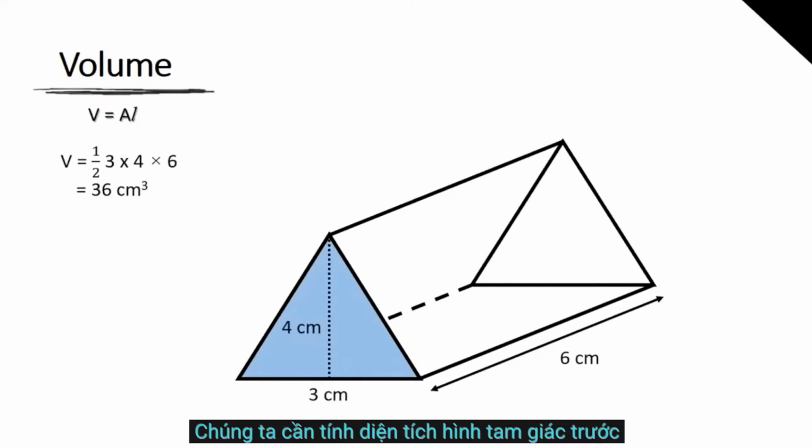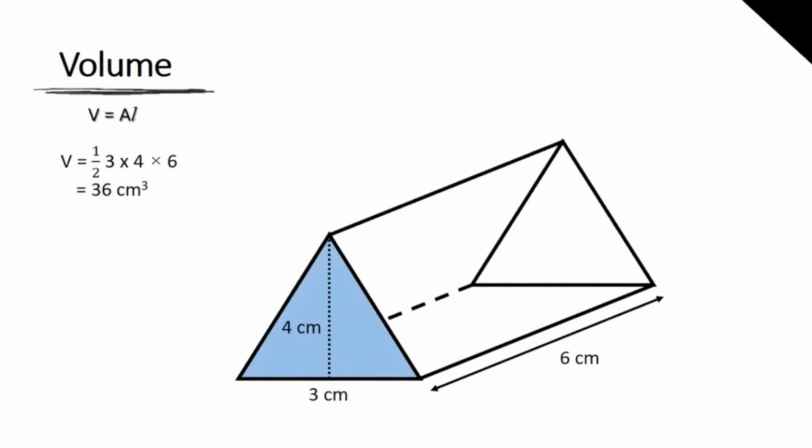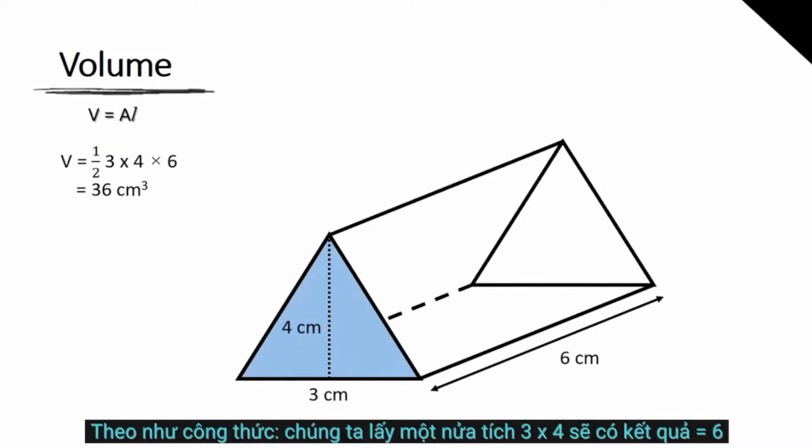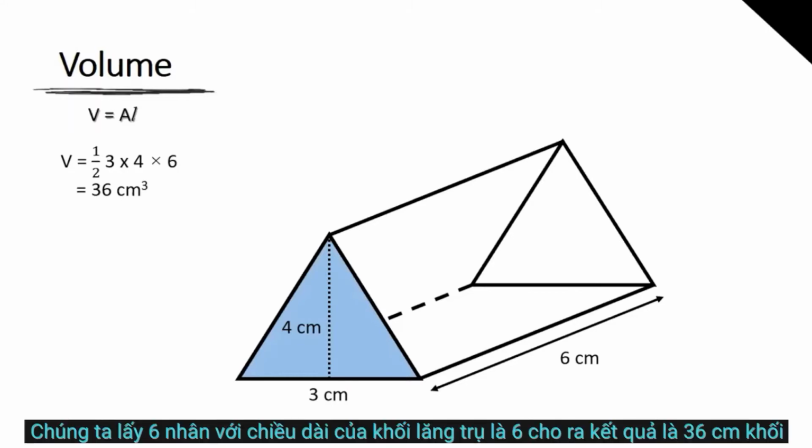For example, we need to calculate the area of the triangle first. As an equation, we can multiply 4 by 3 and then make it half. So we will have 6. So 6 multiplied by 6, which is its length, and we will get 36 centimeters cubed.